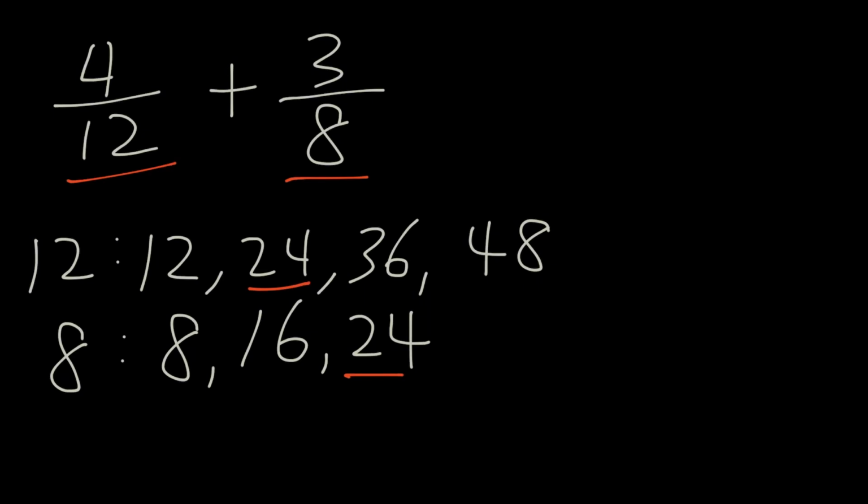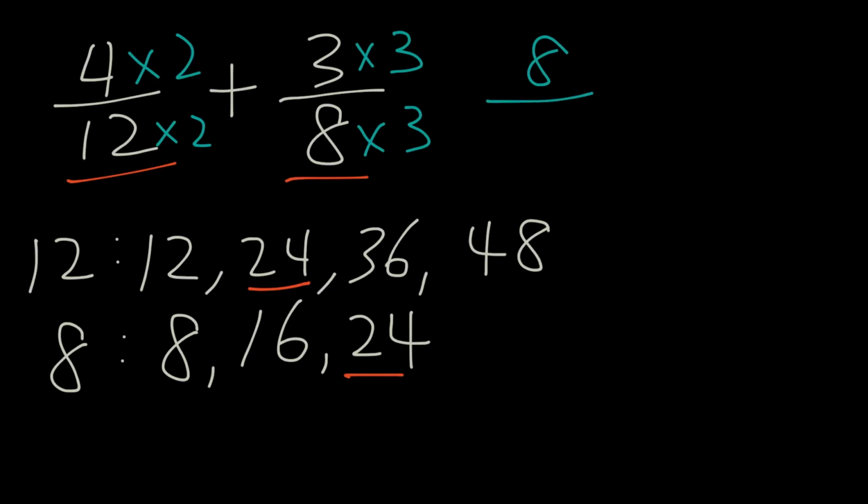So now we can solve this equation by making the denominator 24. So for 12 to be 24, we would times that by 2, and denominator times by 2 means the numerator also needs to times by 2. And for 8, we need to times that by 3, and the numerator by 3. Okay, and 4 times 2 is 8, 12 times 2 is 24, plus 3 times 3 is 9, 8 times 3 is 24. Okay, now we have the common denominator 24 on both.